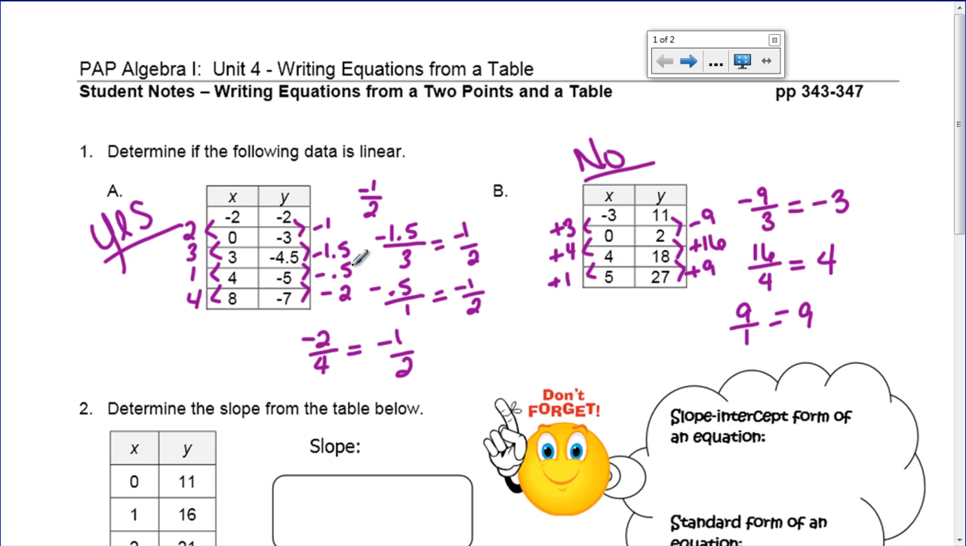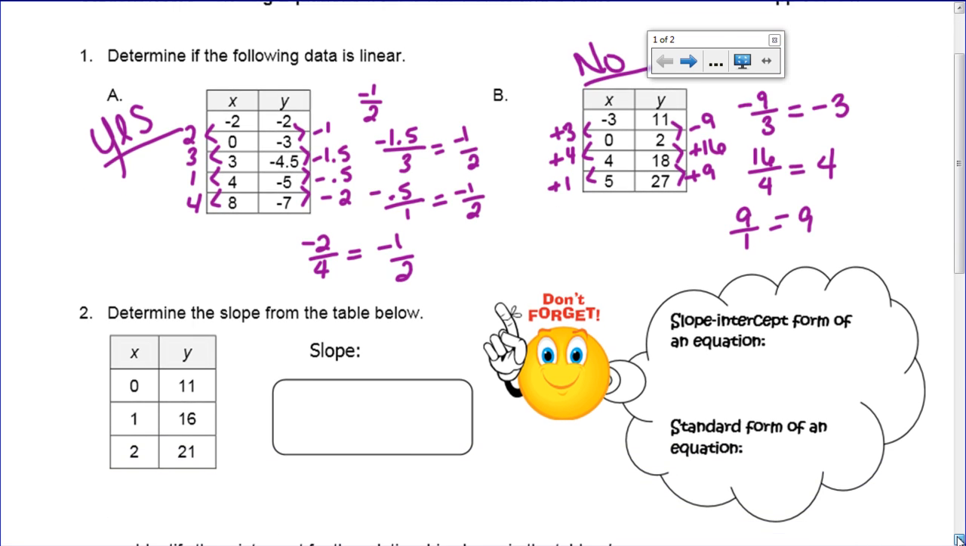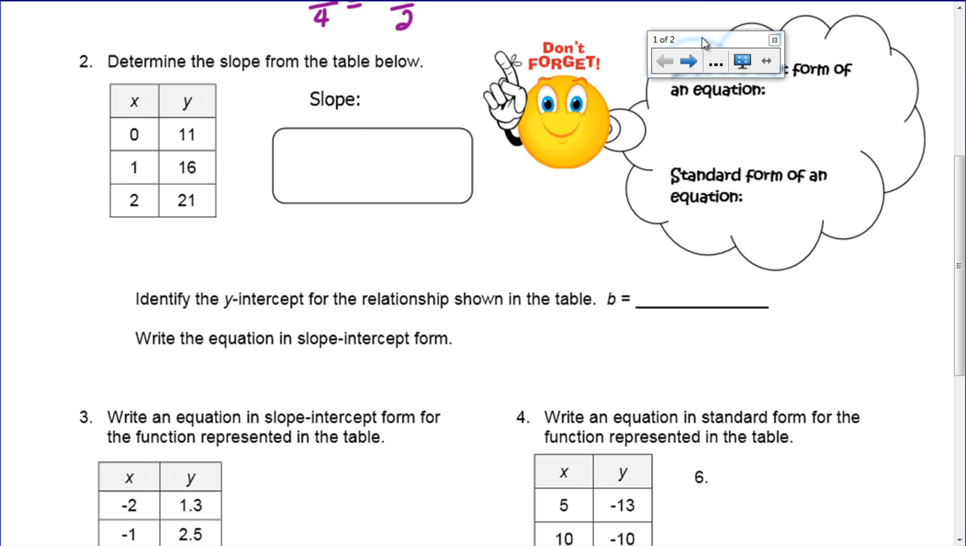And so if you're asked this question, make sure you check the slopes between all of the points. Make sure they all simplify to the same number. So now we're going to use some tables to find the slope, and then we're going to use that slope and that table so that we can write an equation in slope-intercept form and standard form, because practicing that's a good idea. And so here's our table. We're going to find the slope. Change in y happens to be +5.